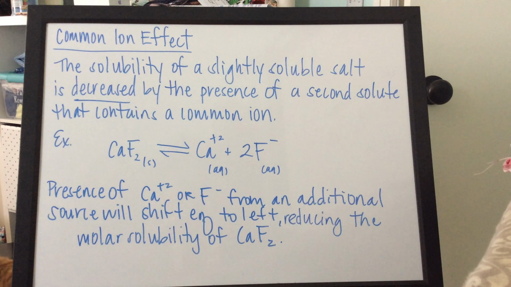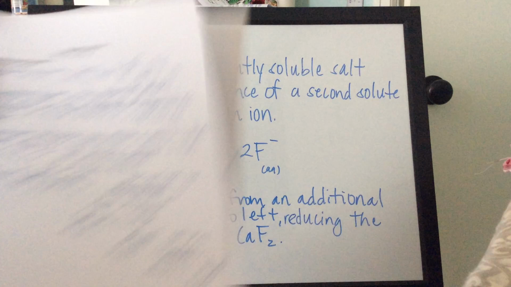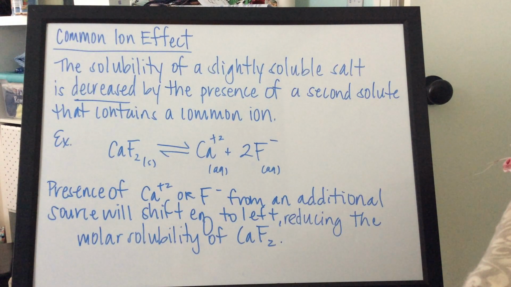This video is on the common ion effect, and it's the continuation of the solubility equilibrium packet. So we've just talked about what the solubility product constant, or KSP, is. We talked about how to calculate KSP, and also how to calculate molar solubility. That was the first part of this section.